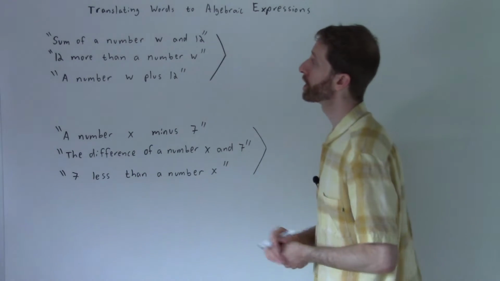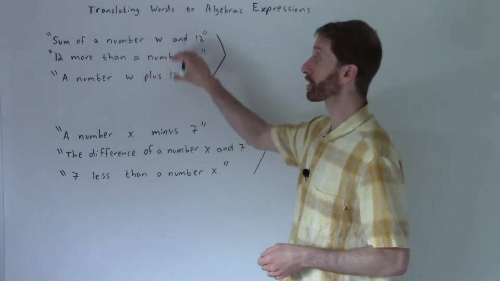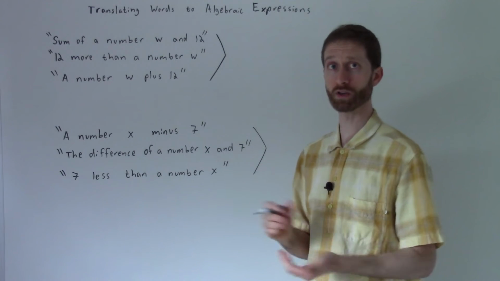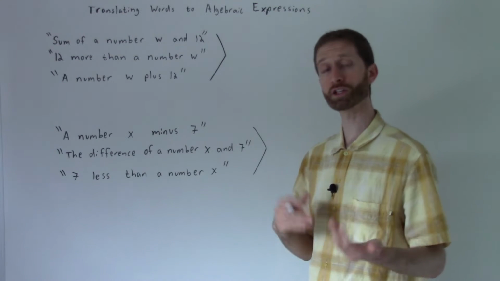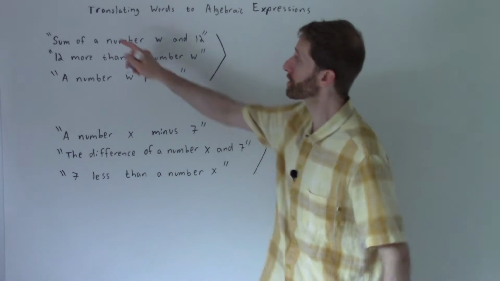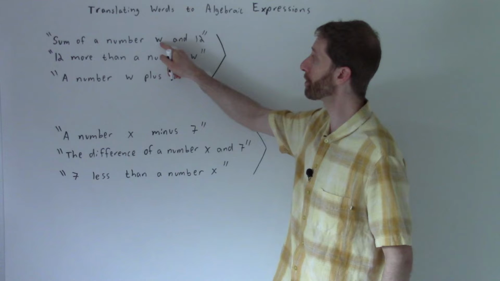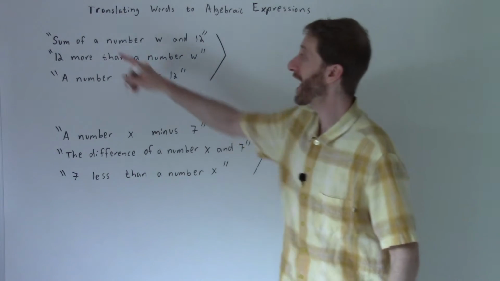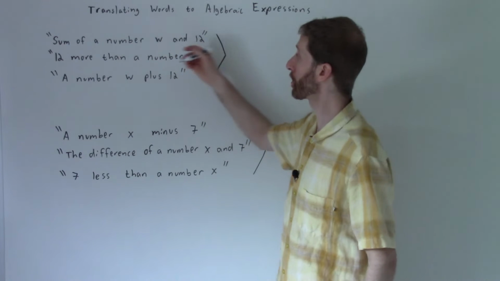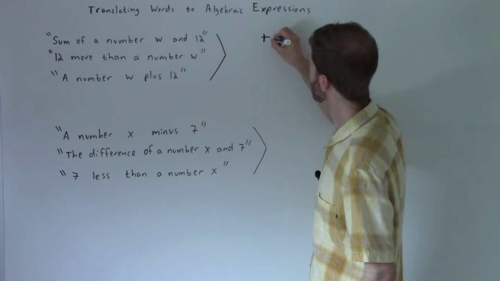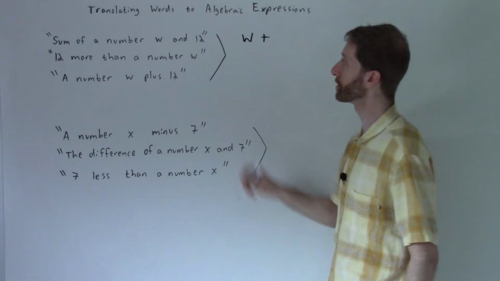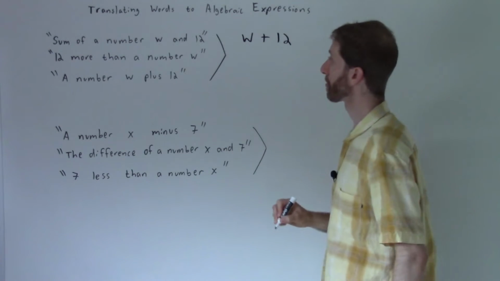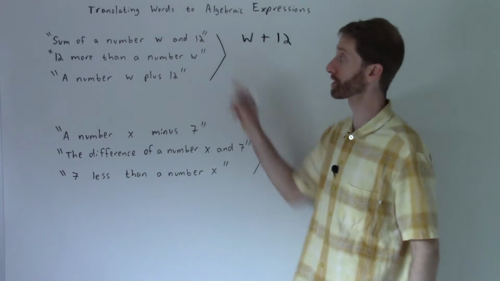So here we go. I've got actually 3 different phrases that all can be translated the same way, just to get you used to seeing them in case you're exposed to any of these types. The sum of a number W and 12. Well, sum means addition, so you are adding some number that we're calling W to the number 12. So W plus 12. And that would be the algebraic expression translated from this.